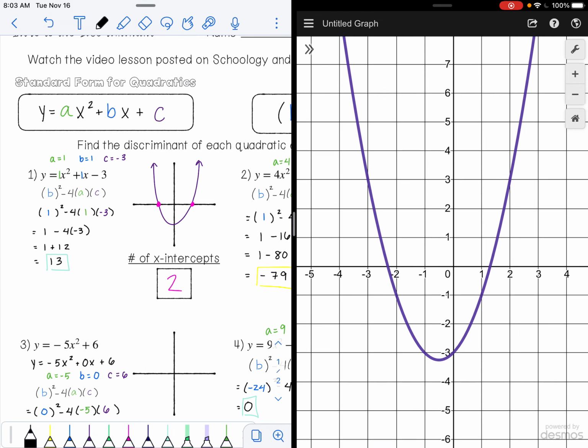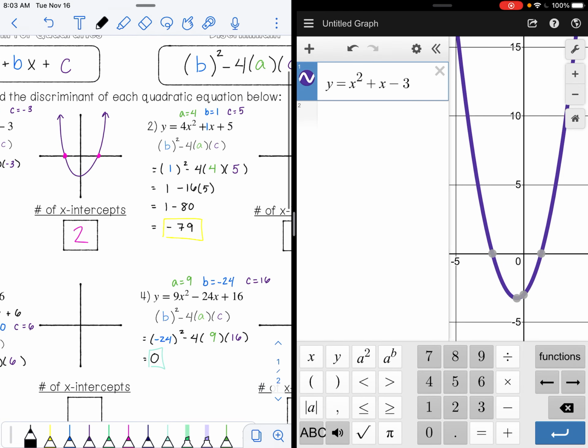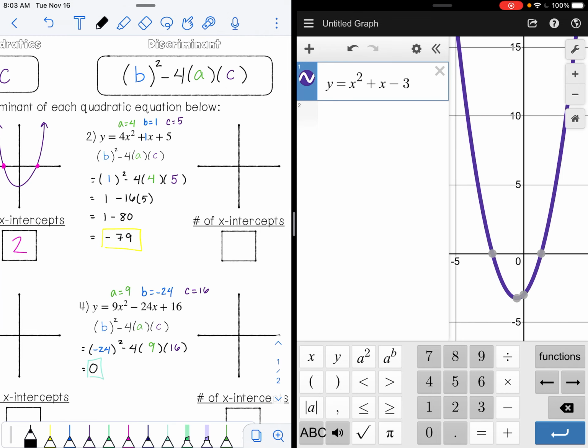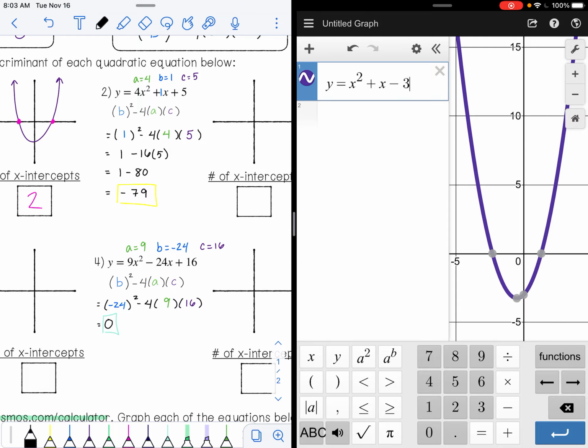So go ahead and finish that for the next 3 graphs. You don't have to keep all of them up. You can just change that equation on your Desmos screen, and then you're going to finish labeling all of the graphs, sketching a picture, labeling how many x-intercepts you have.